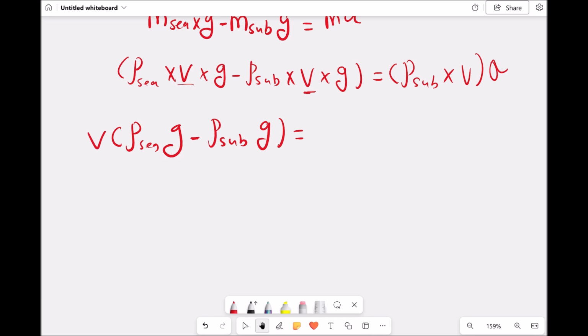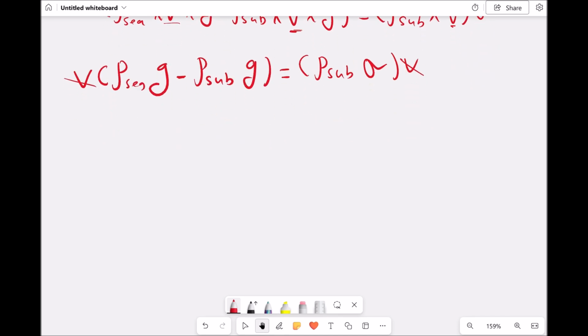Okay, now you have what? Can I just write this volume here and put this one here? It's the same thing. Okay, so I can say density of the submarine multiplied by, oh, let's just write acceleration. Okay, and volume here. Here guys, look, volume cancels with volume. Now take this one and put it here. Okay, now we will say, well, let's do that for the next step.